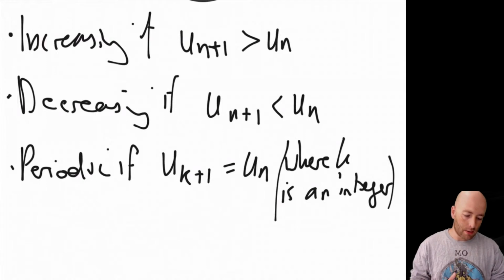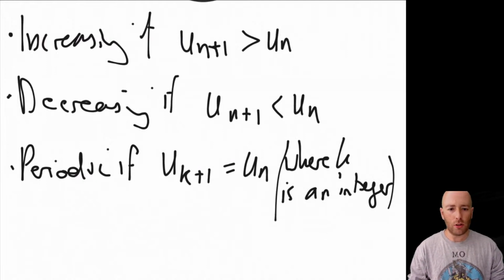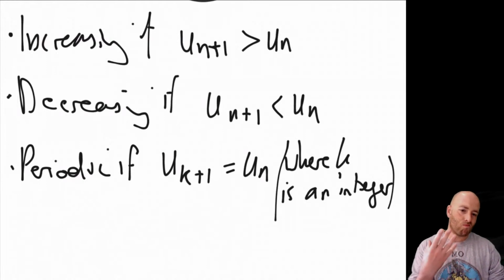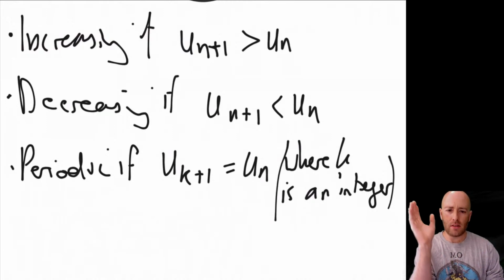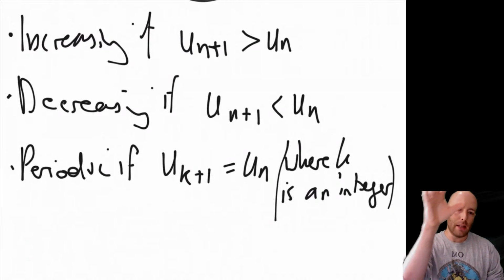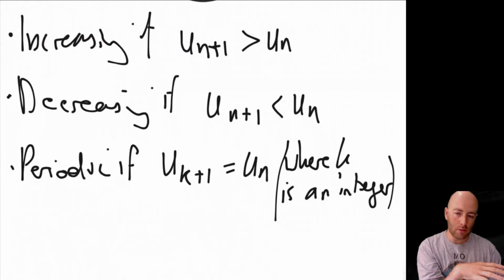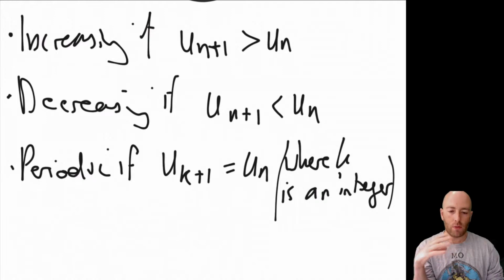Write this down into your notes. We discussed this already, but here is the more formulaic way of saying it. A series is increasing if u(n+1) is greater than u(n). What does that actually mean? It means that a term is bigger than the term before it. So it's increasing if the next term is bigger than the current term. It's decreasing if the next term is smaller than the current term.